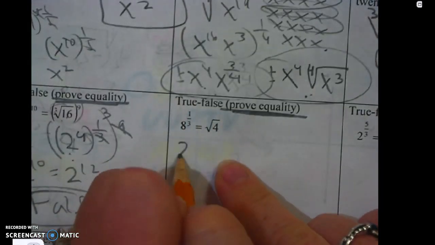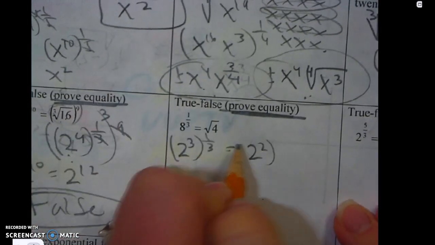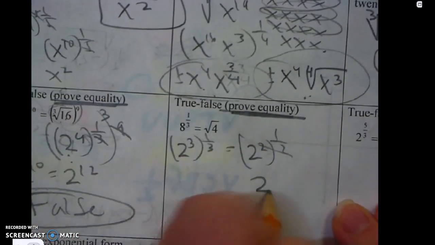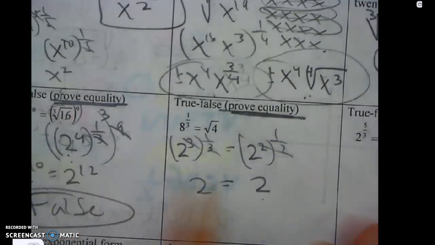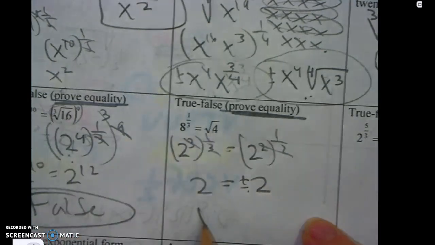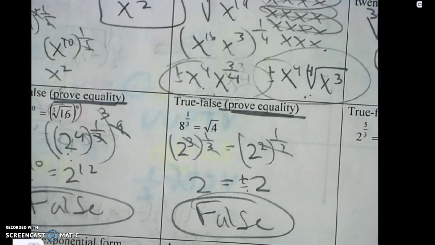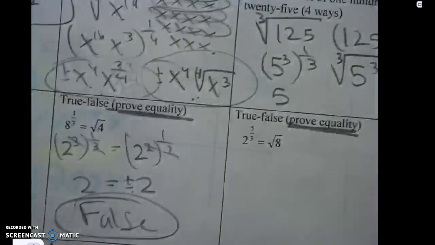All right, this is 2 cubed to the 1/3. And this is 2 squared to the 1/2. This is 2, and this is 2. But this is plus or minus 2, because that's an even root. So that one's false. Let's go to the next one.